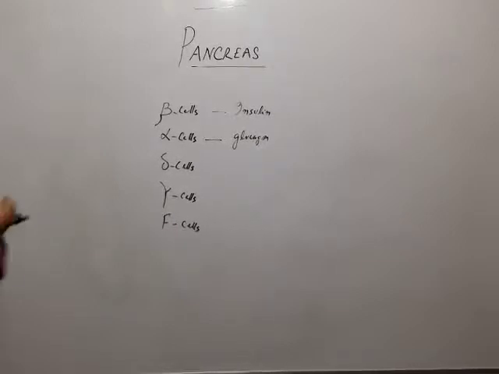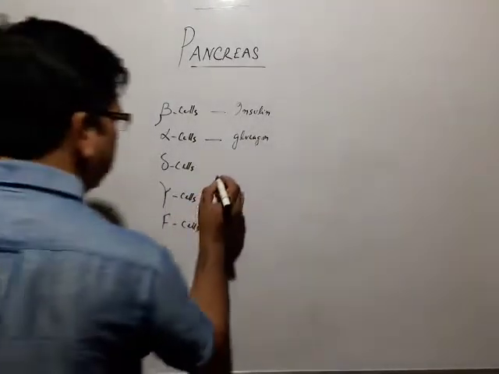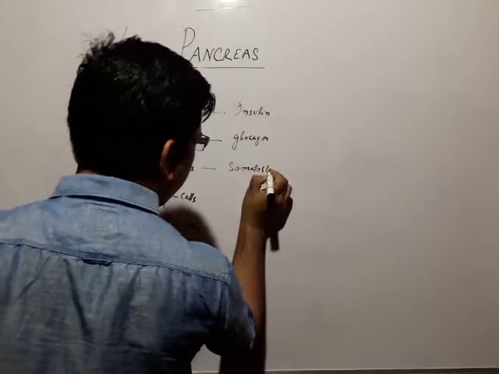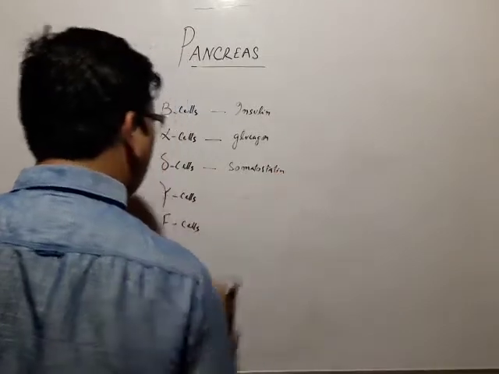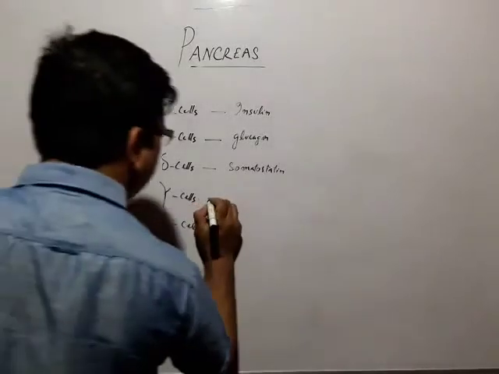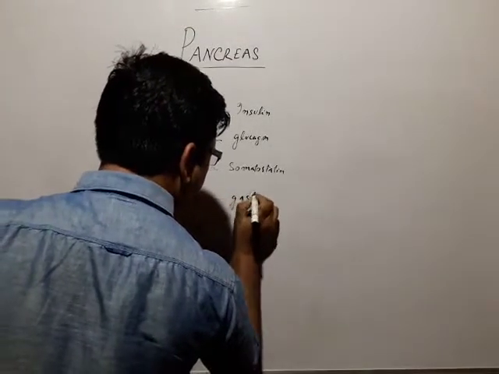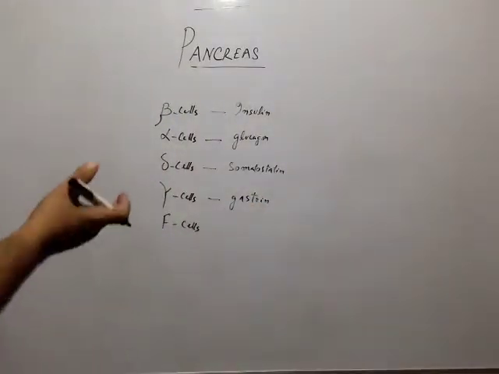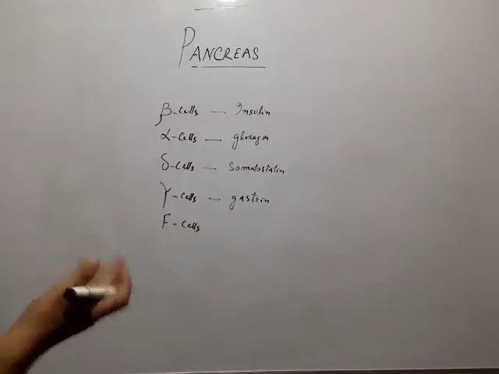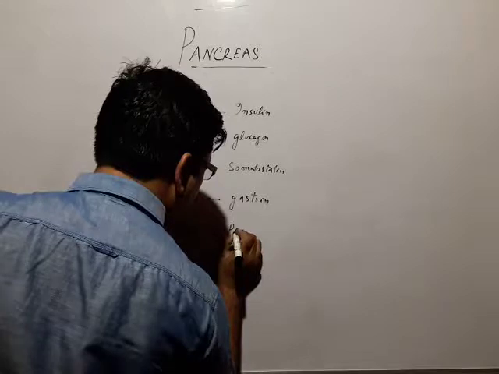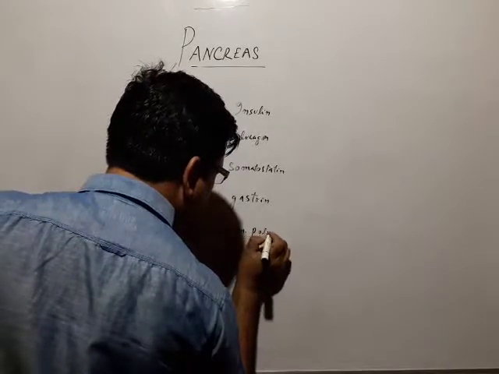Then these delta cells secrete somatostatin, one of the important hormones. Now these gamma cells secrete gastrin. Finally, we have polypeptide secreting cells. Those are F cells. They secrete pancreatic polypeptide.